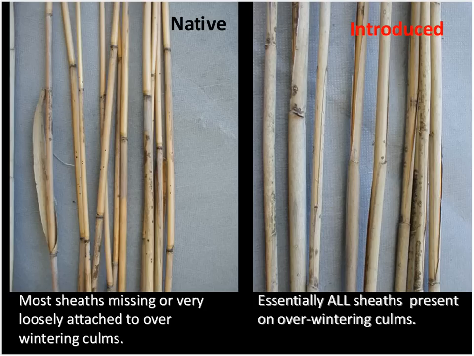I just mentioned that the leaf sheaths tend to stay more tightly bound to the stem in introduced plants. These are dead stems that you see here. On the left are natives, on the right are introduced culms. And as you can see on the left, most of the leaf sheaths are missing or very loosely attached to these overwintering culms, whereas on the introduced examples on the right, nearly all the leaf sheaths are present in overwintering culms. So this is a character that extends throughout the year. During the growing season, the lower stems of the native plants will lose their leaf sheaths, and the introduced ones will hold them, and this persists throughout the winter after the stems have died back.